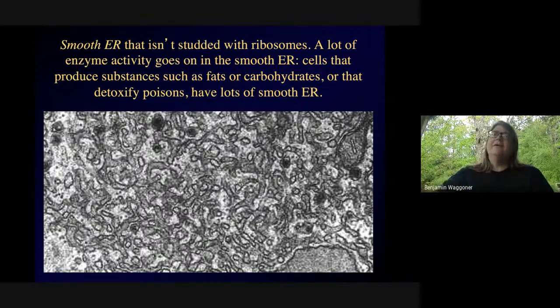Your liver does the work of detoxifying certain poisons that you might take in. We talked about alcohol as an example a while back. And liver cells would have lots of smooth ER because this is where they would actually break down potentially dangerous substances in the body.